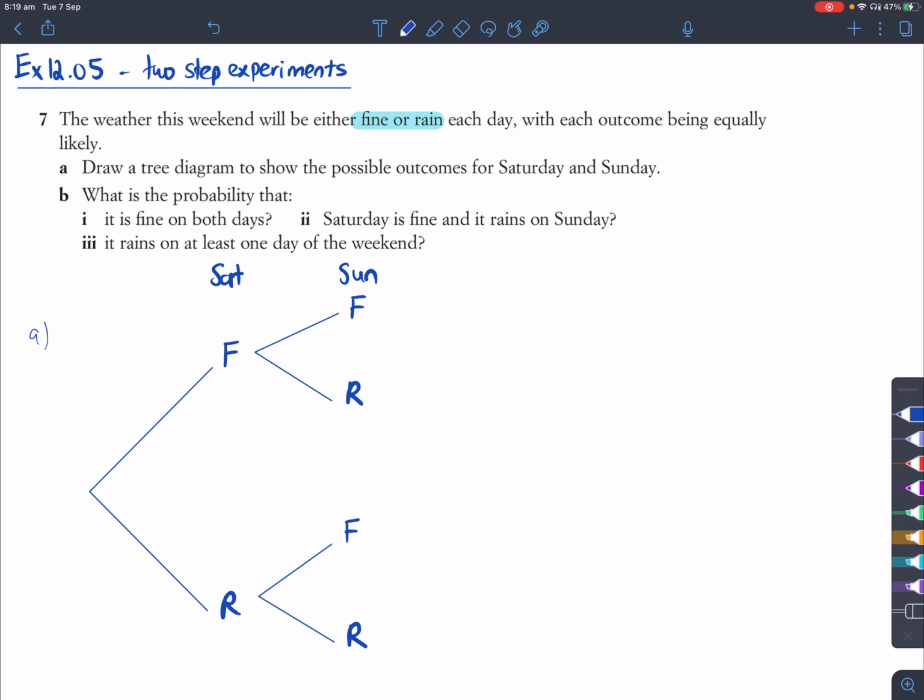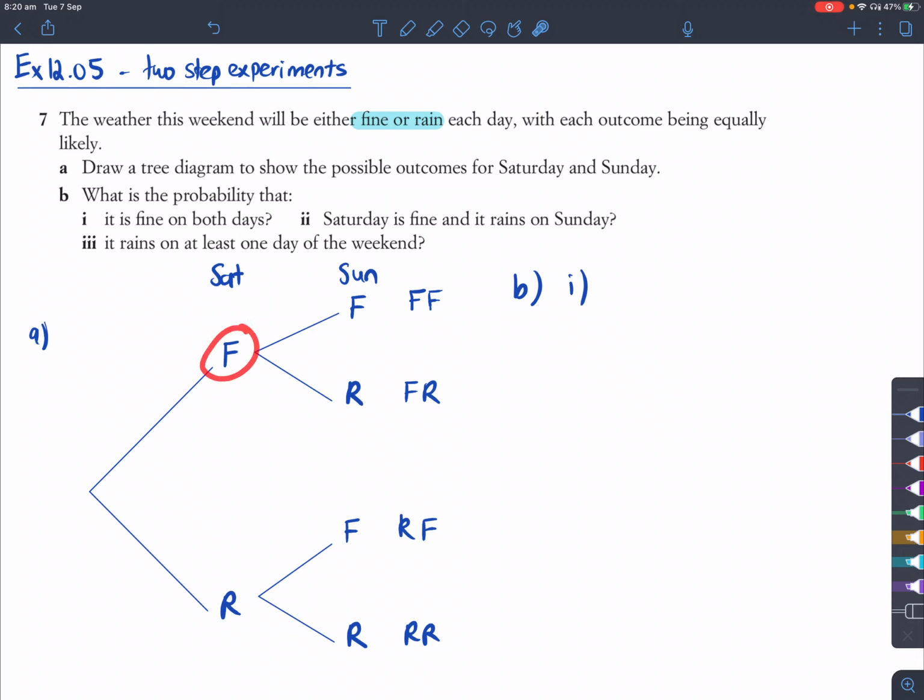Okay, so that was part A. For part B now, what is the probability that it is fine on both days? Well, if we have a look at our possible outcomes, which I haven't actually written, it could be fine and fine, fine then raining, raining then fine, or raining then raining. And each of these are equal in probability, okay? This is only okay if each of these are equal in probability as well.